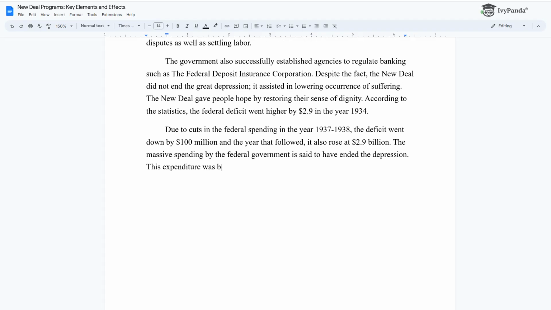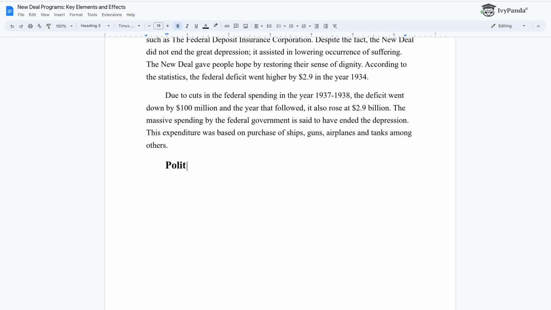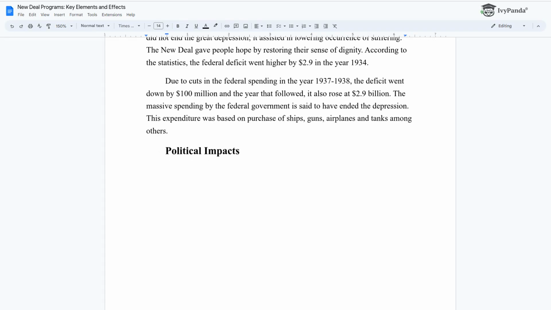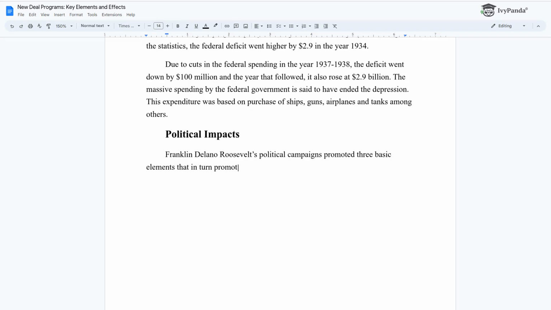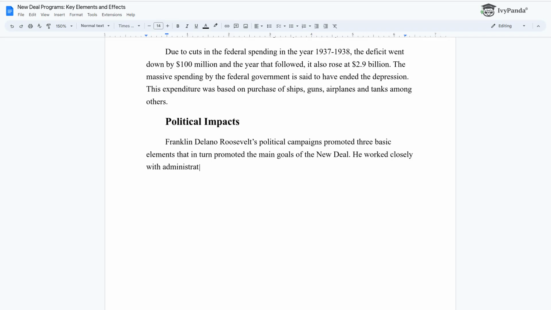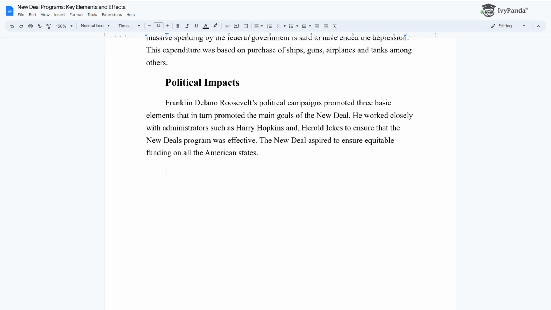This expenditure was based on the purchase of ships, guns, airplanes, and tanks, among others. Political impacts. Franklin Delano Roosevelt's political campaigns promoted three basic elements that in turn promoted the main goals of the New Deal. He worked closely with administrators such as Harry Hopkins and Harold Ickes to ensure that the New Deal's program was effective. The New Deal aspired to ensure equitable funding across all the American states.